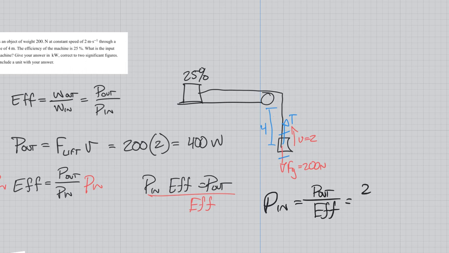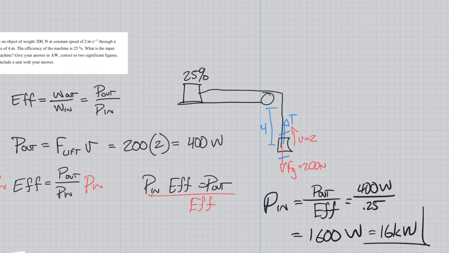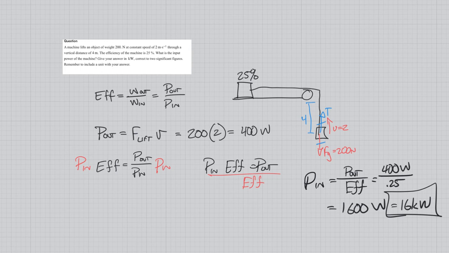Power input is going to equal my power output divided by my efficiency. So that's going to be 400 watts, not 200. So 400 watts divided by 0.25. Essentially, when we divide by 1/4, it's the same as multiplying by 4. So my input power is going to have to be 1,600 watts, or 1.6 kilowatts for my answer. So how I could write this so that I have the appropriate number of sig figs, with only two sig figs, I could write this as 1.6 times 10 to the 3 watts, or I could write it as 1.6 kilowatts. Both of these are going to have two significant figures.